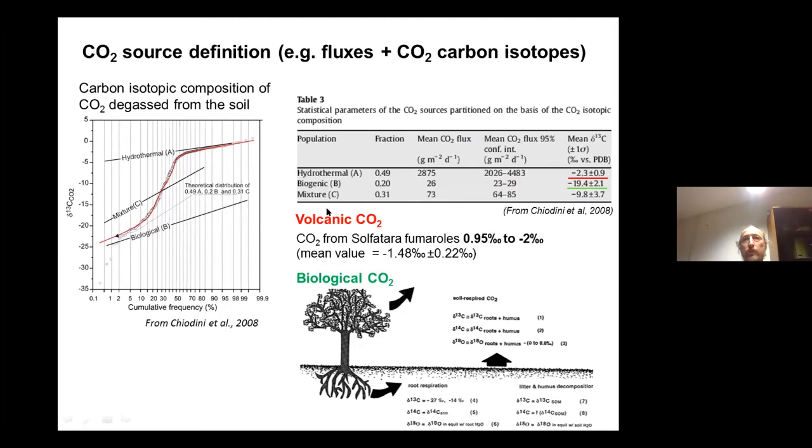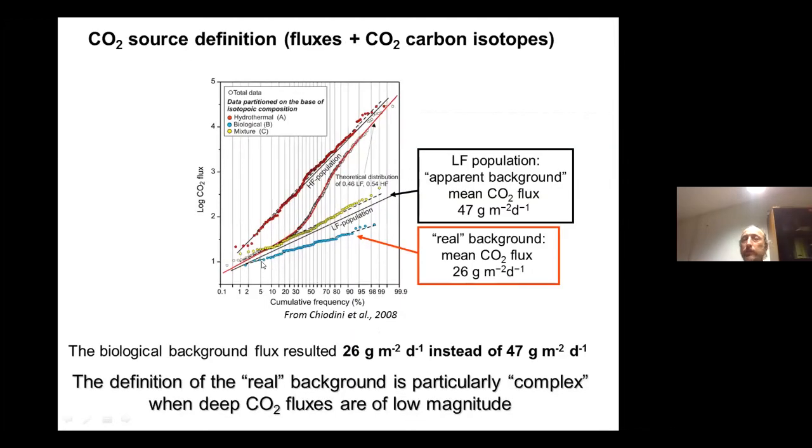So by looking at the isotopic composition of the gas together with the investigation of the gas flux, the presence of two low flux populations was discovered on the basis of the isotopic composition. One can be considered the real biological background because it's characterized by low flux and by an isotopic composition that is compatible with the biological production. While the other low flux population is only apparently biogenic, because from the isotopic point of view it does not derive from the biological source alone.